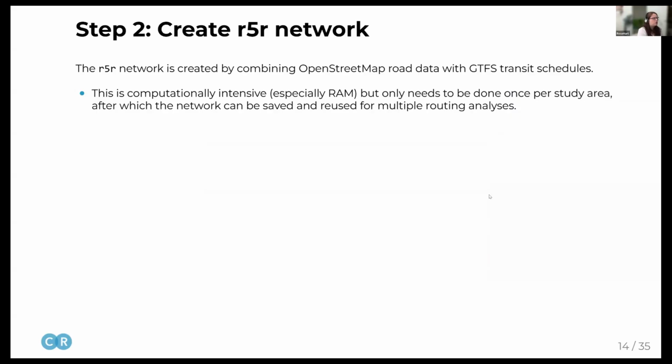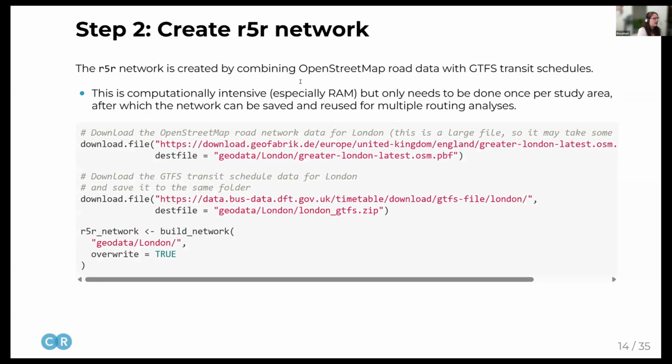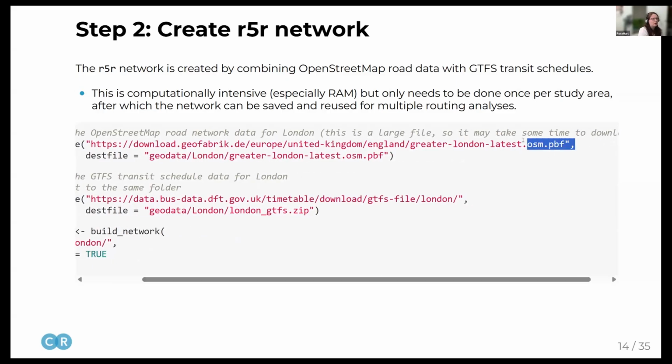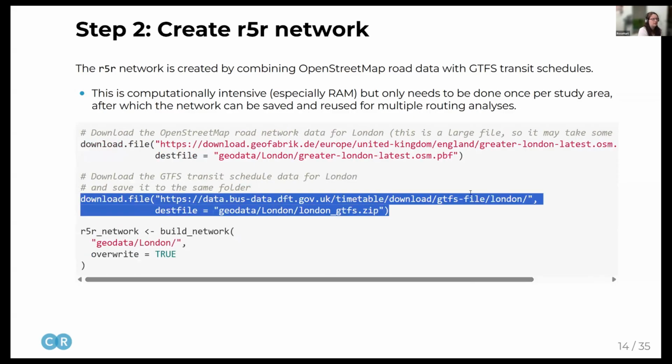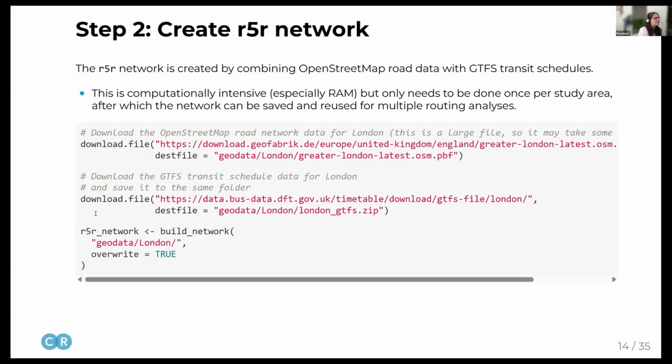Next we need to create an R5R network. This is computationally intensive, and I'll give the specs later on. But it's quite straightforward. All it actually needs is this OSM PBF file. It can work without the GTFS timetable data, but then it will only work for your cycling, bus, walking, and car modes. It won't return transit, understandably. Then it builds the network for you, and this takes a little while. Once you've built the network, you can set overwrite to false, and you can then use it to perform your routing analyses.